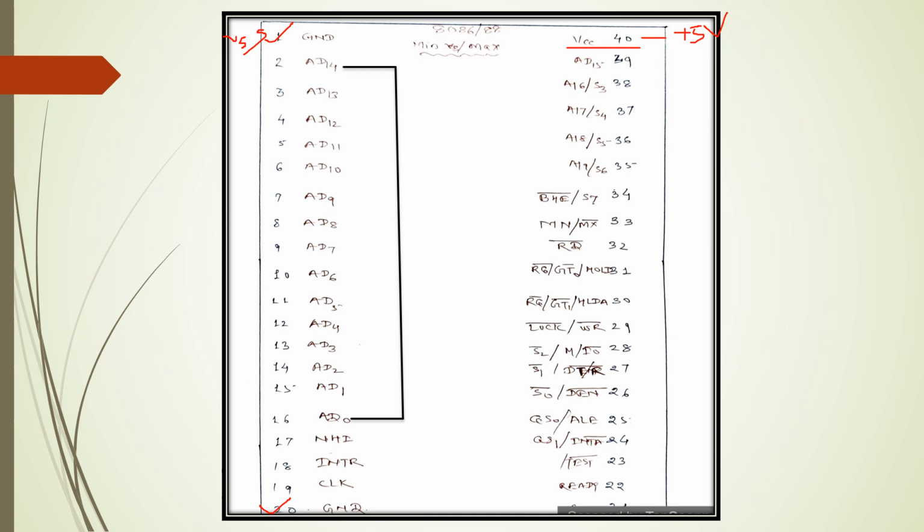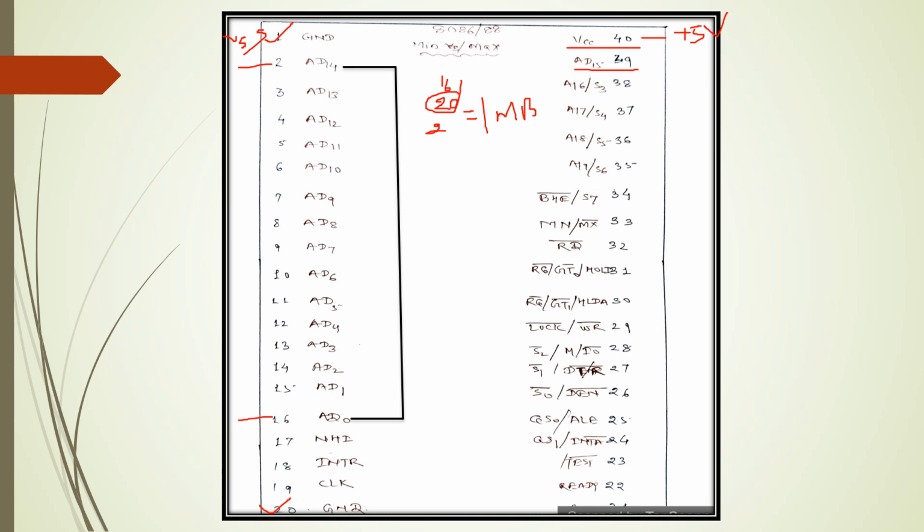Now come to pin number 2 to pin number 16, which are shown here. These are the AD pins, and another is pin number 39. AD means address data multiplexed pin. We know the 8086 microprocessor is a 16-bit microprocessor, so the data bus is 16, and the address bus is 2 to the power 20, which is equal to 1 megabyte. So the address bus is 20 and the data bus is 16.